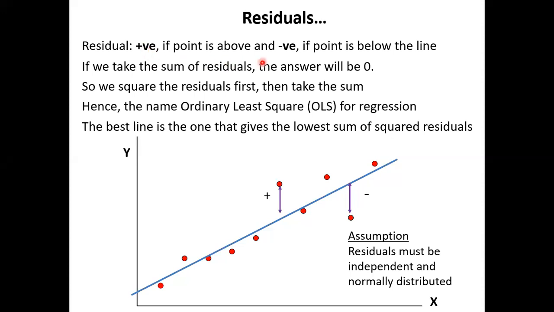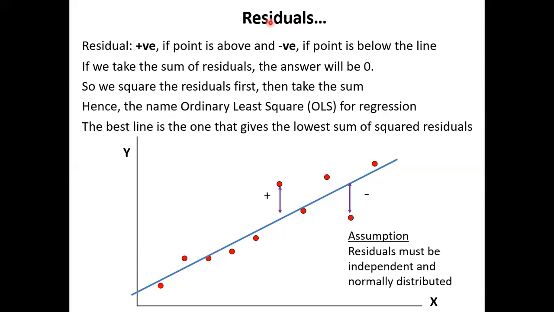So residuals can be positive or negative. If we take the sum of the positive and negative, the answer will be zero. The positives and negatives will cancel out. So what do you do? You square the residual first. Supposing this is plus 3, squared. Supposing minus 2, squared. And then add them up. Hence the name ordinary least squares, OLS. So ordinary least squares of the residuals. What's the best line? The line that minimizes the residual squares.